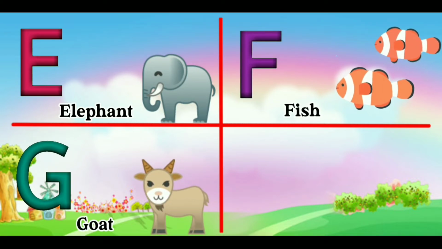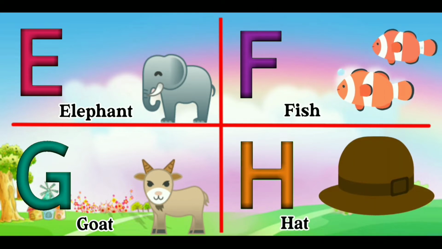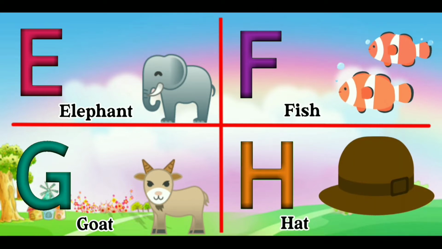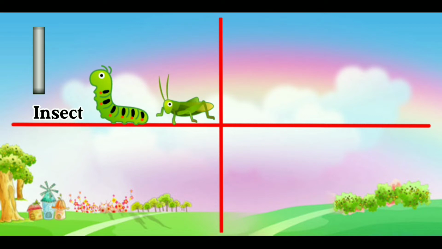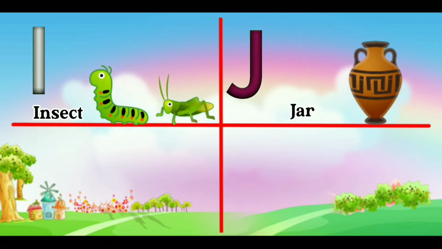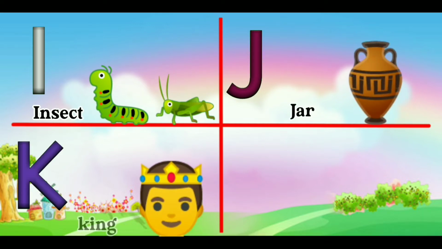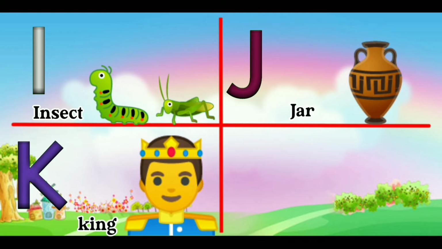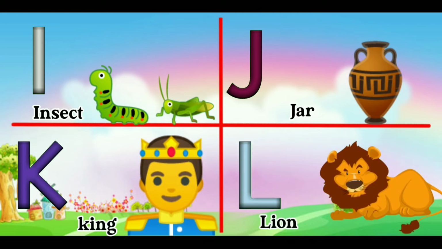G for goat. H for hat. I for insect. J for jar. K for king. L for lion.